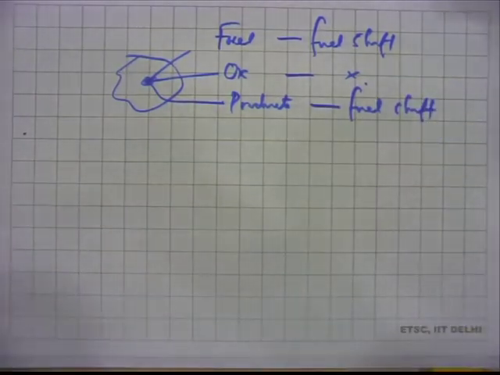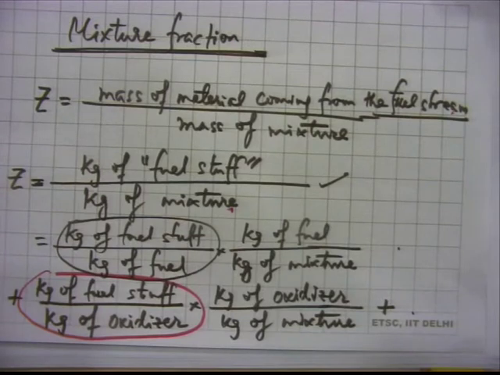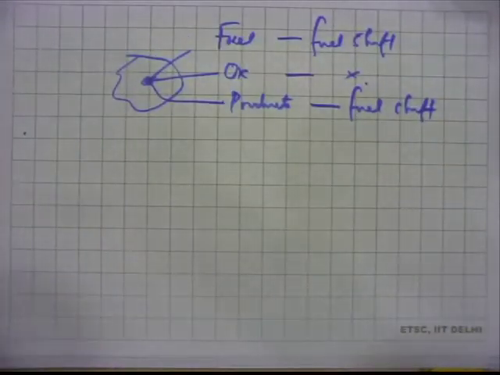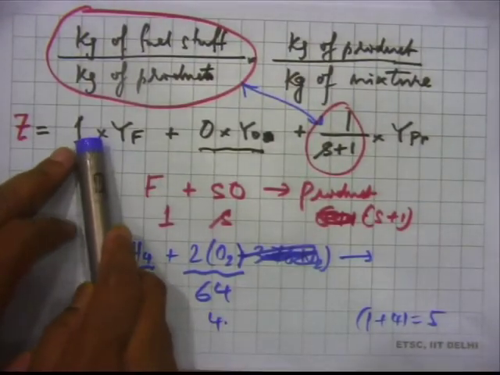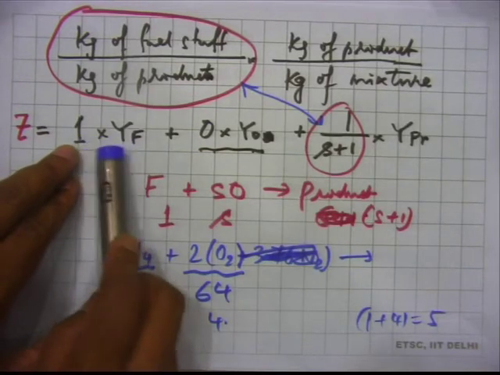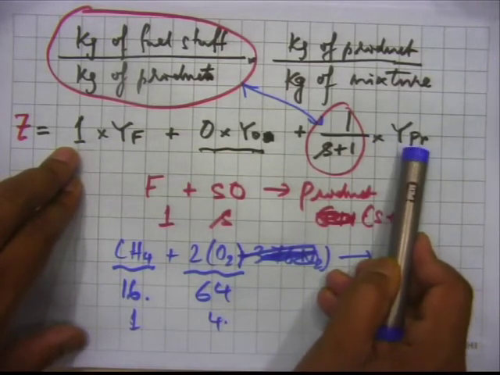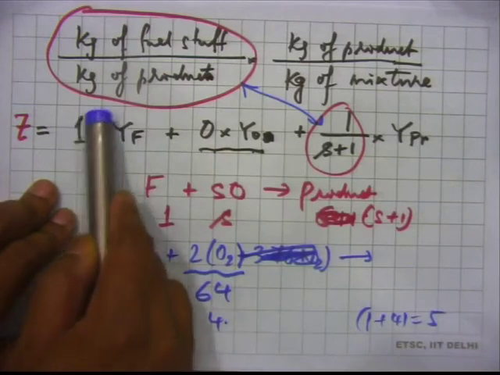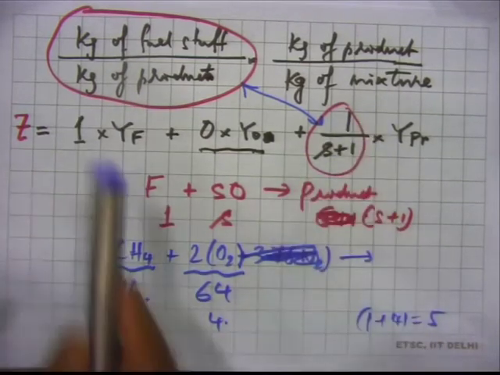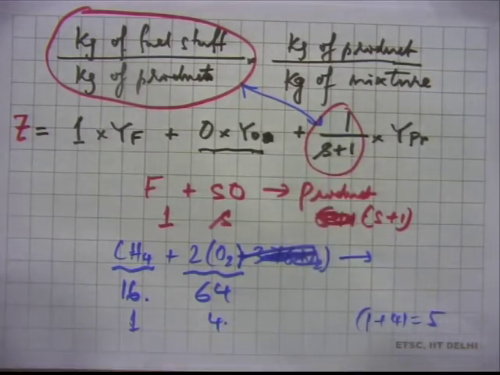So, if we are talking about the mixture fraction, then it is kg of fuel stuff divided by kg of mixture. So, the fuel stuff is actually getting distributed in the fuel and in the products. So, that is why we need the summation of these two terms, and we wrote last time as this. Here the fuel mass fraction has to be multiplied by 1, and here the product mass fraction has to be multiplied by 1 over S plus 1 to give you the entire mixture fraction, because the fuel stuff is here, the fuel stuff is also here. So, this is fuel stuff in fuel, this is fuel stuff in products. Okay, so that's how we got this.